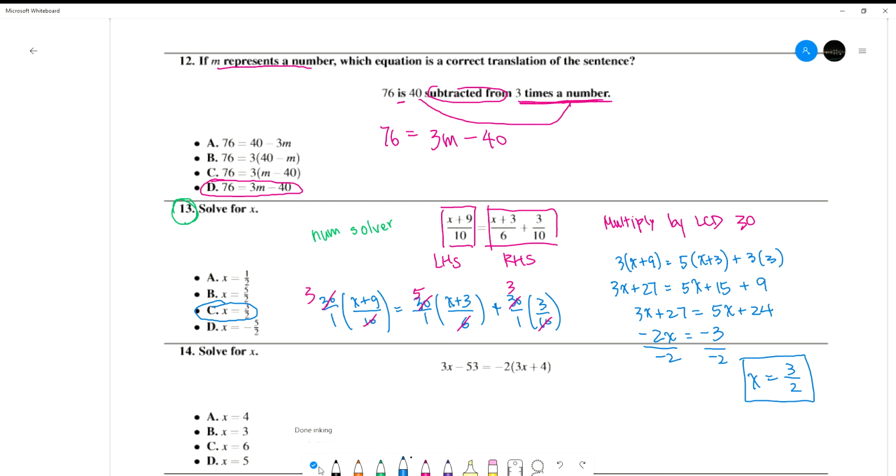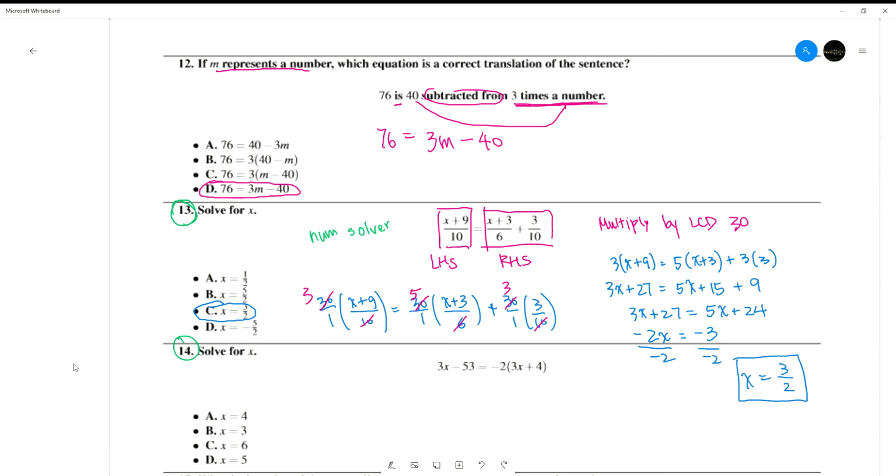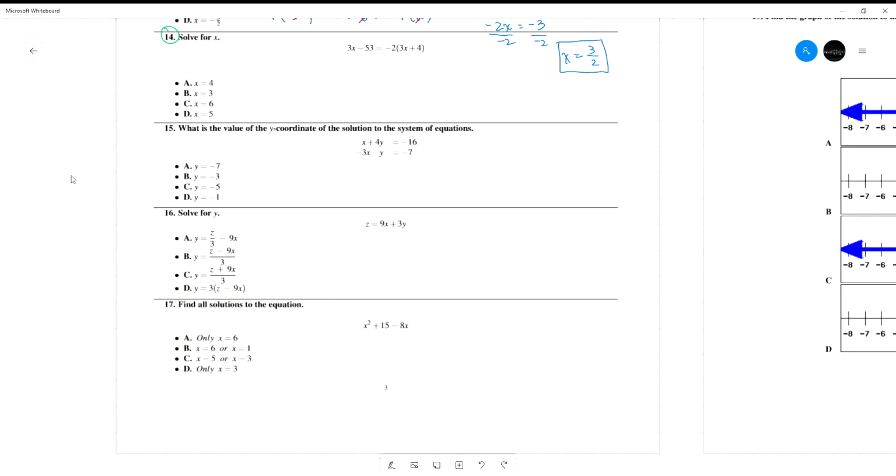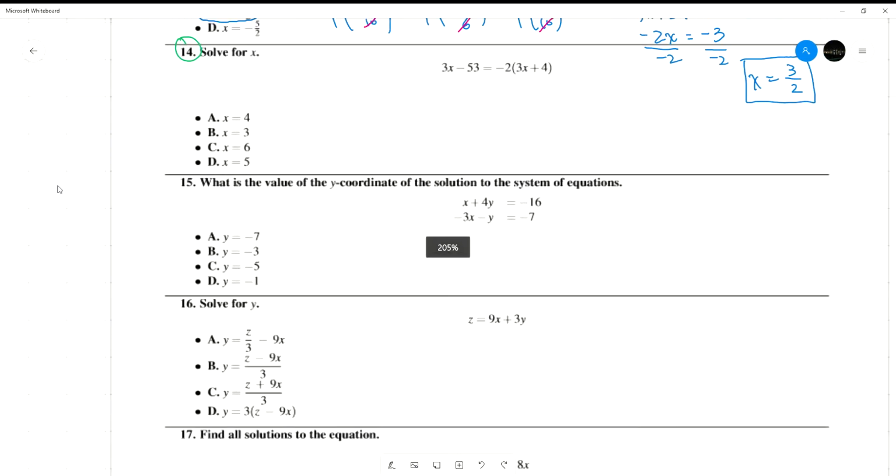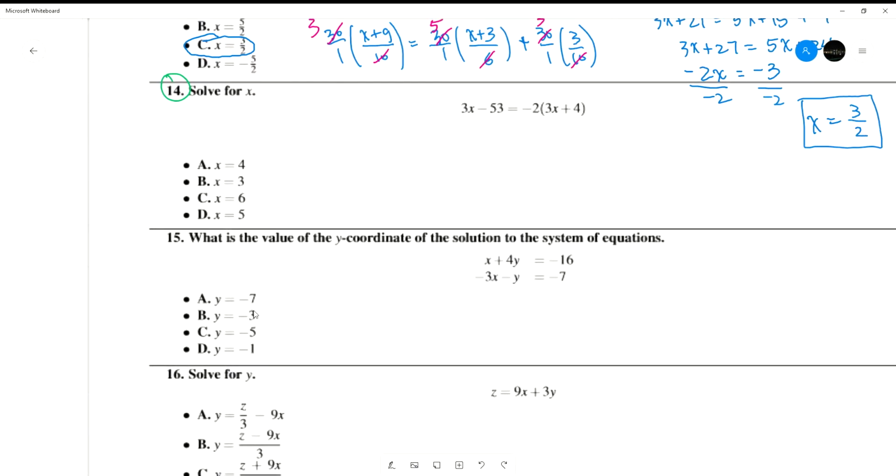Okay, it looks like number 14 is a calculator question as well. You can do that on the calculator. Let's see here. Let's do this purple ink here. Okay, so again, type it into the calculator and get the answer, or distribute. So we got 3x minus 53 is equal to negative 6x minus 8. So this is the same problem as the previous, right? Except without the fractions.